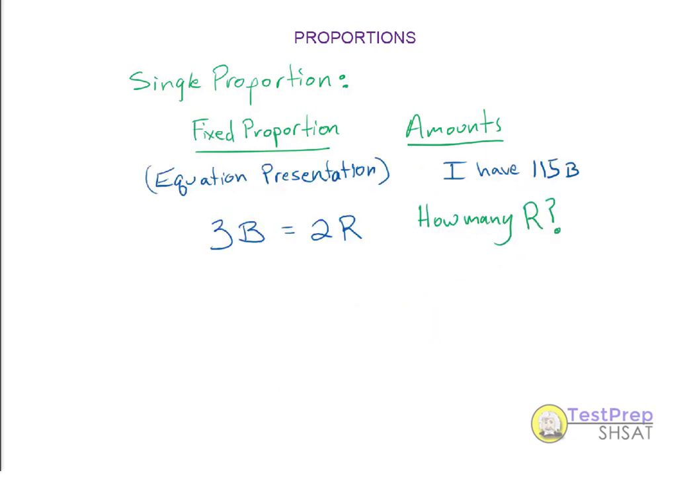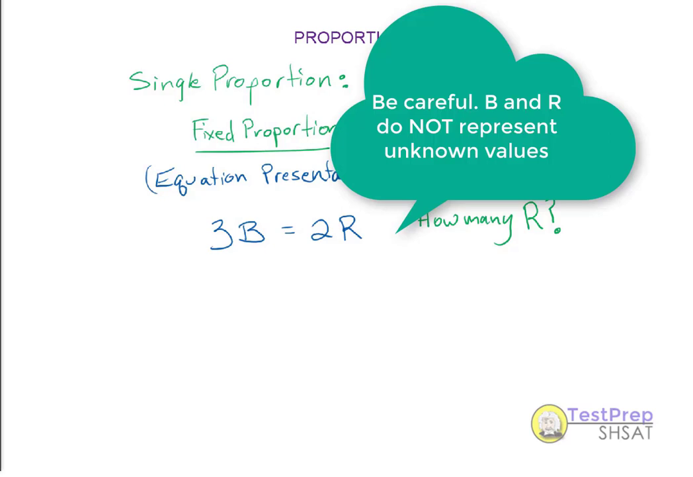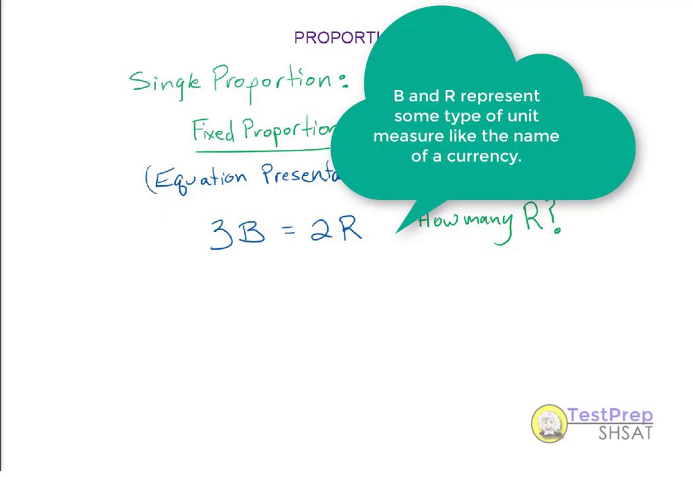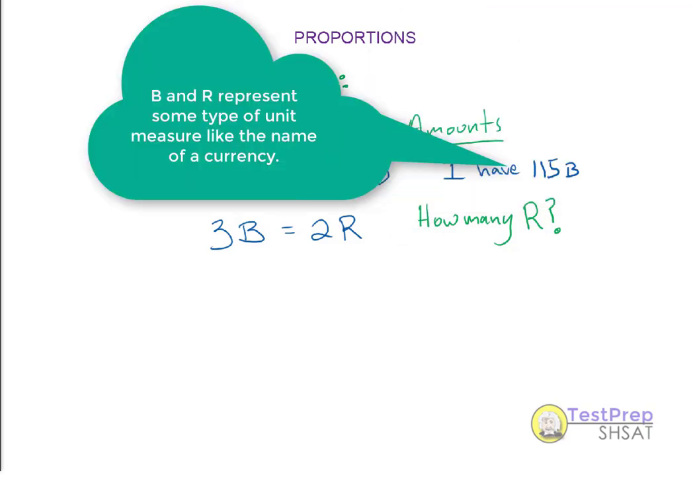Let's look at another presentation format. In this case, my fixed proportion is given to me as an equation, like 3b equals 2r. And they'll obviously stand for something. Maybe that's 3 British pounds equal 2 US dollars. And then I'm given an amount again. I have 115 B's, maybe British pounds, if that's what the problem indicates. How many US dollars or how many R's can I convert that into?